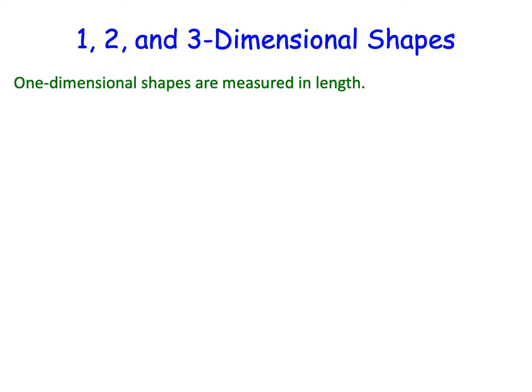We can have 1, 2, and 3-dimensional shapes. 1-dimensional shapes are measured in length, such as a line. Another example of a one-dimensional measurement is perimeter or circumference, since it is the length around an object.